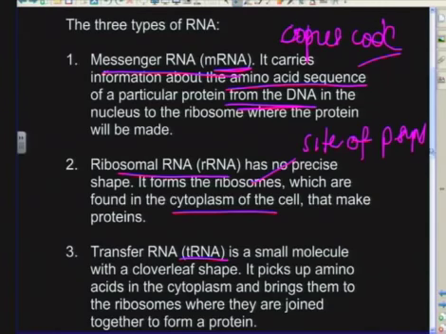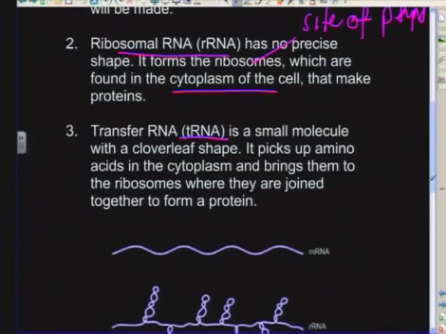Last one, transfer RNA, small molecule, clover leaf shape. It picks up amino acids. Listen to this. It picks up amino acids. From where? From the cytoplasm. And what does it do with them? It brings them to the ribosomes, where they are joined together to form a protein.